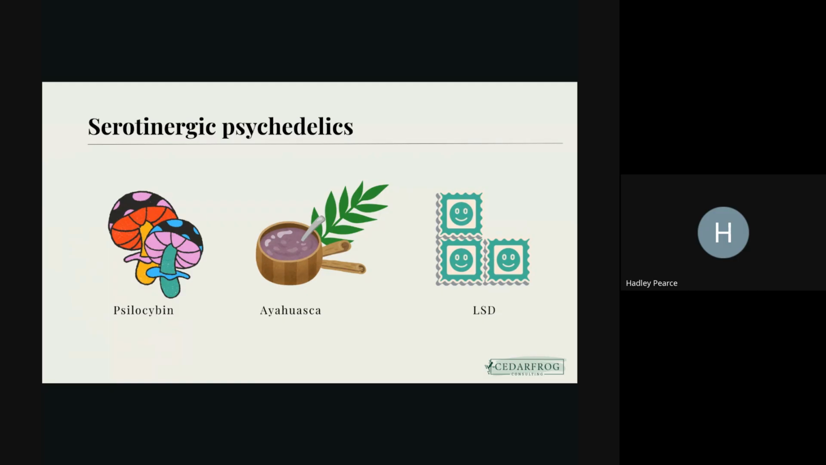LSD creates a stronger and more widespread change, increasing overall brain connectivity, which allows regions of the brain that don't usually communicate to talk, leading to new insights and an experience sometimes of synesthesia, which is when you experience kind of cross-sensory experiences. So for example, when you see colors when listening to music.